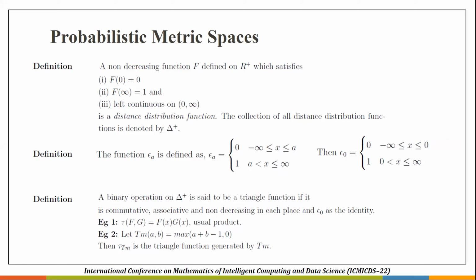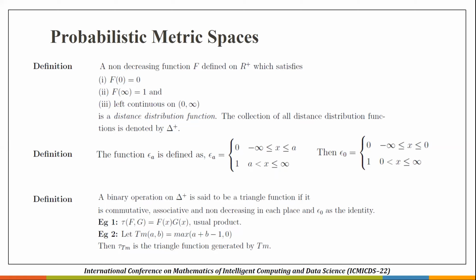A distance distribution function is a non-decreasing function F defined on R plus, which satisfies F at 0 is 0, F at infinity is 1, and is left continuous. And epsilon a and epsilon 0 are the unit step functions. Epsilon a is 0 from minus infinity to a and 1 for greater than a. And similarly, epsilon 0 is defined.